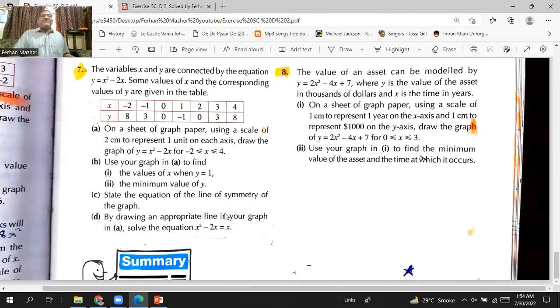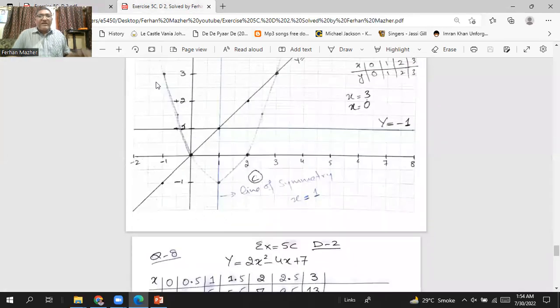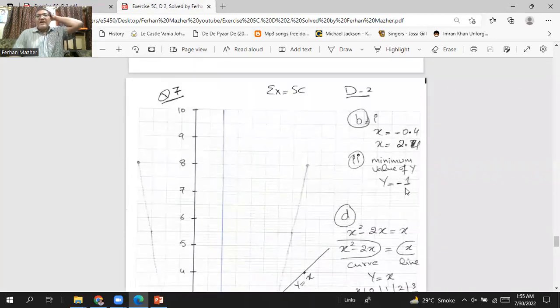So what is the minimum value of the y? So let me show you. From here, I can find out the minimum value of the y, that is -1. So the minimum value of the y will be -1. So this is how you will do that.